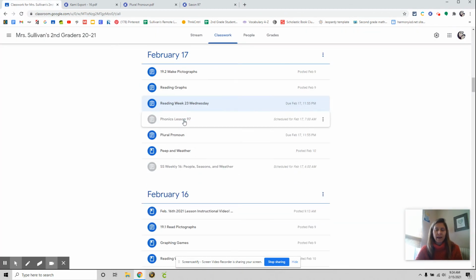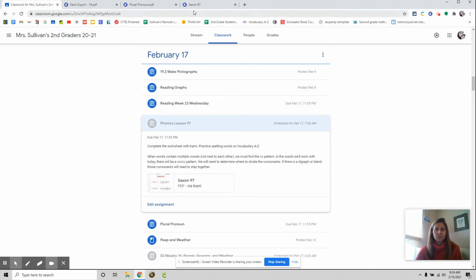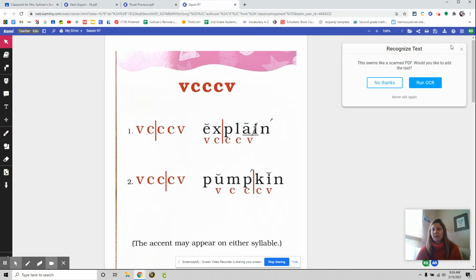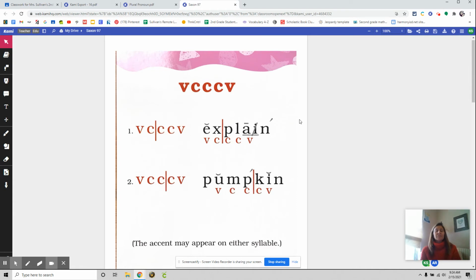The next thing we have is our phonics lesson on Google Classroom, and that is this one right here. Now it shows this card. We've done VCCV, we've done VCV. Well, this one is VCCCV. Notice here the line is in between these two consonants, but down here it's in between these two consonants. So in this word explain, we have the line between the X and the P because this is the first syllable and this is the second syllable.